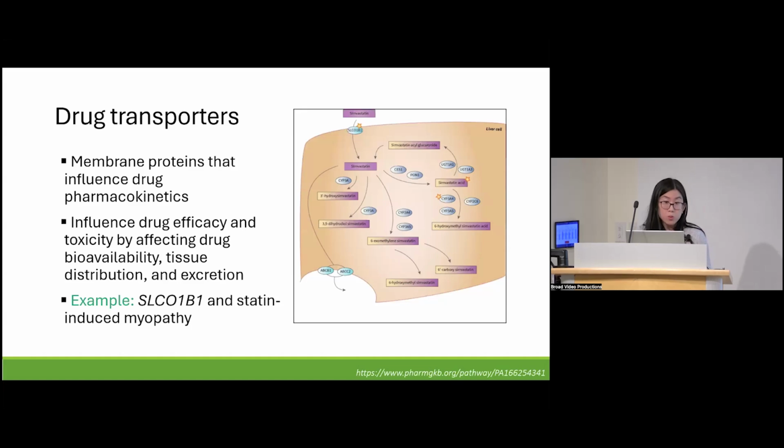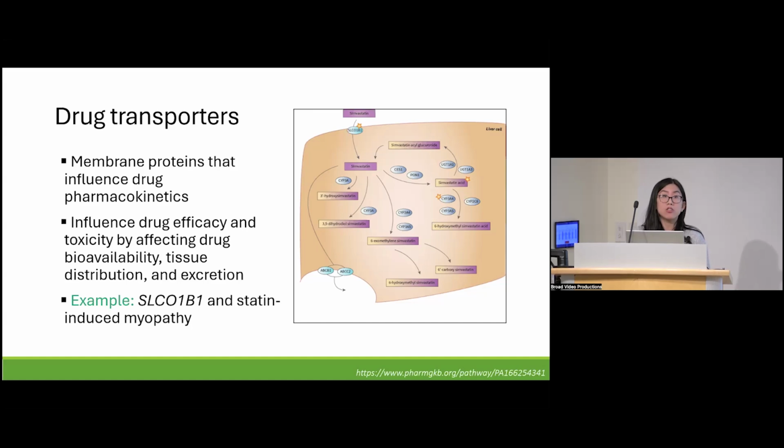Moving on, drug transporters are also a source of variation that can really influence drug pharmacokinetics. These are membrane proteins that affect efficacy and toxicity by affecting how the drug gets transported and ends up affecting bioavailability, how the drug is distributed throughout the tissues, as well as excretion. And so an example here is with the SLCO1B1 gene, which encodes for a hepatic transporter in the liver, and the association with statin-induced myopathy.